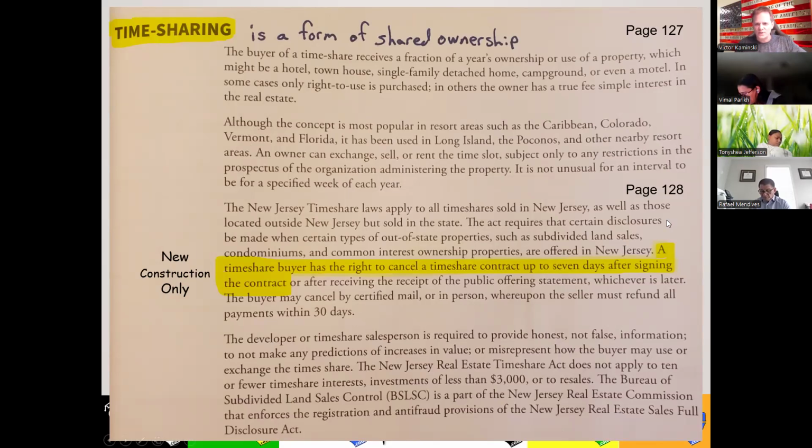And then on page 128, you'll be highlighting a timeshare buyer has the right to cancel a timeshare contract up to 7 days after signing the contract. But that's only for new timeshares, new construction only. That's why I wrote this on the side here.